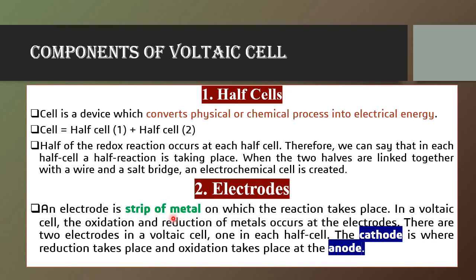Electrodes. An electrode is any strip of metal on which the reaction is going to take place. Which reaction? The redox chemical reaction. In a voltaic cell, oxidation and reduction occur on the surface of the metal. So the cathode is the electrode where reduction is occurring, and on the anode oxidation is occurring.